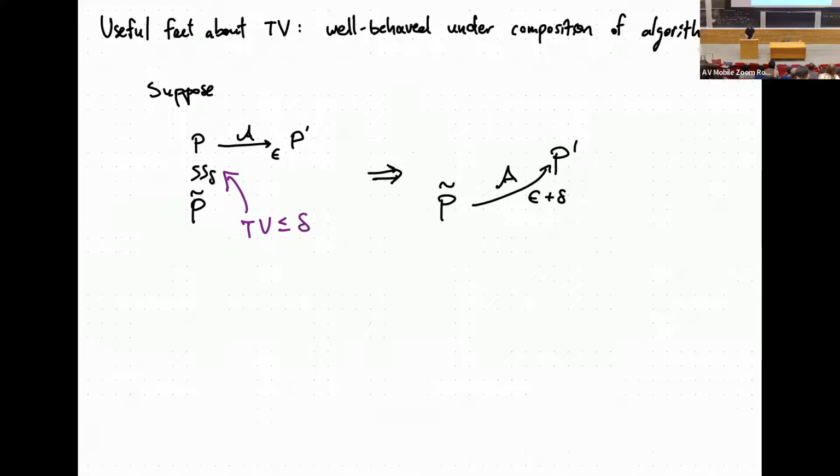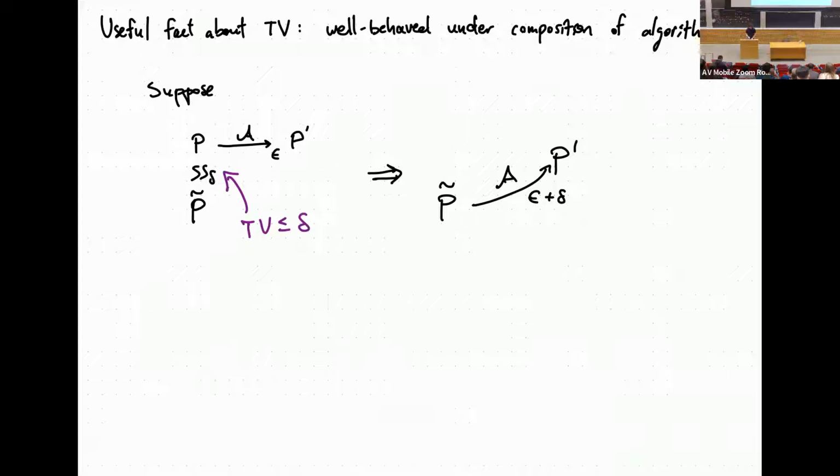Okay, so the reason why this is true is because this is saying that the TV is less than or equal to delta, which means that there exists a coupling that makes the sample from P and the sample from P tilde literally the same, except with probability delta. And so the behavior of the algorithm is going to be the same, except with probability delta. And so as one pushes through the coupling interpretation of TV, you can quickly derive this consequence. Any questions on that? I'm happy to go through it in gory detail, but hopefully it at least makes intuitive sense.